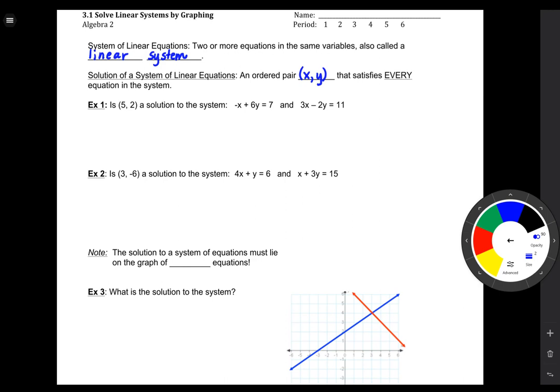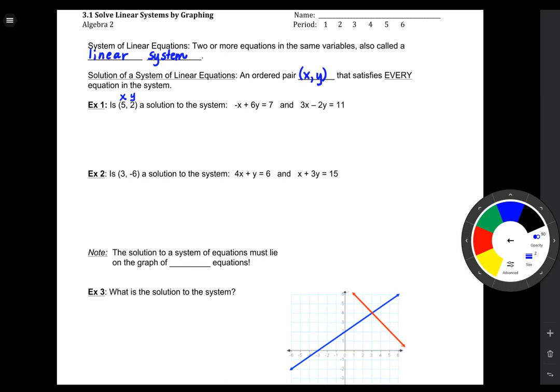And in these examples, we are going to be given a point and we have to determine if it will make these equations true. A system of equations can have more than two equations, but we're going to study two equations. So if you look at example 1, our first equation is negative x plus 6y equals 7, and our second equation is 3x minus 2y equals 11. We are going to replace x in each of those equations with 5 and y with 2. And it always is good to label your coordinates so you put them in the right spot.